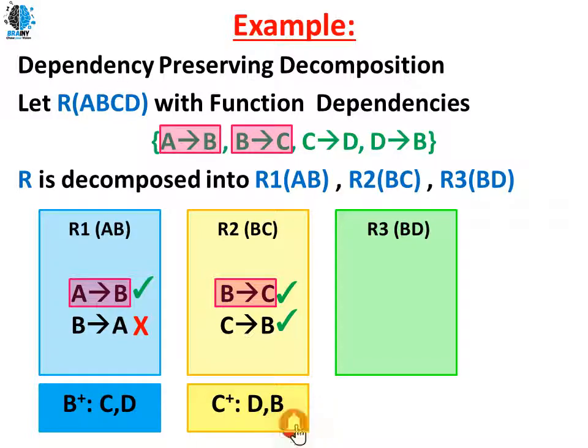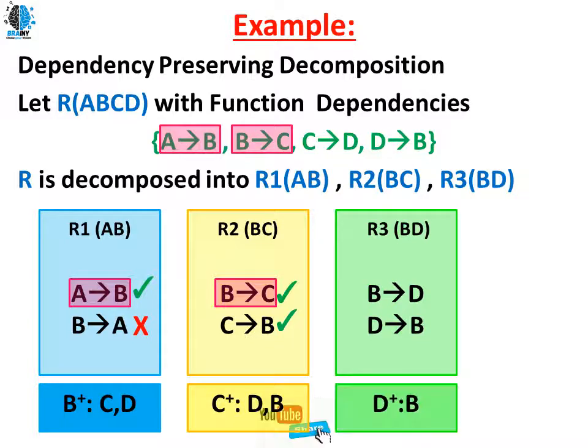Next, see the table R3 having two attributes, D and B. The functional dependencies we can have are B goes to D and D goes to B. Here we need to find the closure of B and the closure of D. D goes to B is there originally. Next, B to D: whether D depends on B or not, we have to find. As we can see on the screen, it is clearly there in the original table dependencies. So B to D also exists in our functional dependencies.